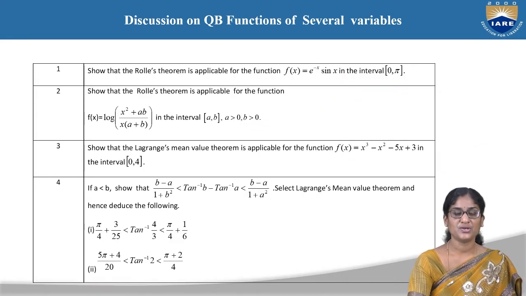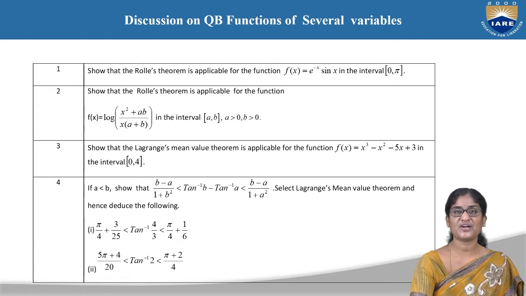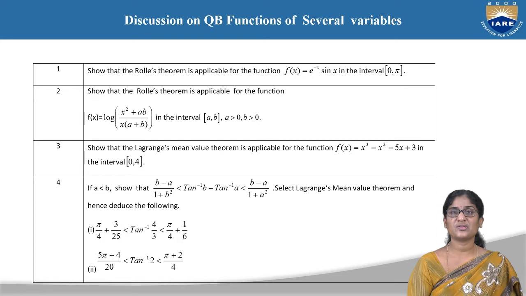Going to Part B: show that Rolle's mean value theorem is applicable for f of x is equal to e to the power of minus x sin x in the interval 0, pi. Whenever this type of function appears, first, in order to apply the mean value theorems, we have to show that the function is continuous in the given interval. That is, e to the power of minus x sin x should be continuous in 0 to pi. The second point, we have to show that f dash of x exists for all values in the open interval 0 to pi.